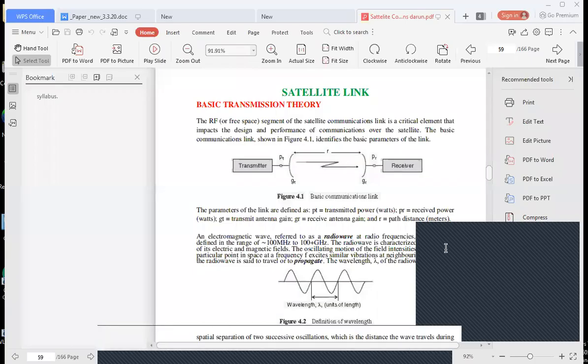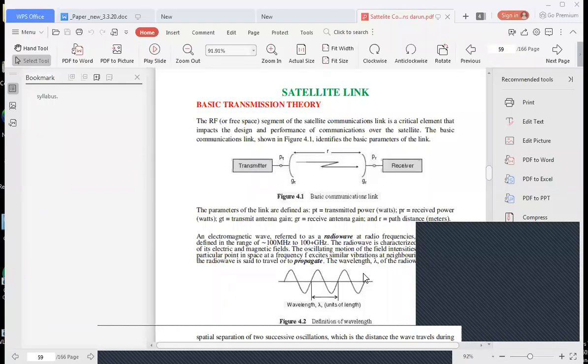Now the basic transmission theory. In satellite, actually free space transmission or radio frequency transmission happens. Look at the simple block diagram. This is a transmitter. The power of the transmitter is PT and it is passed through a channel, and this is the receiver. The accepted power is the PR.